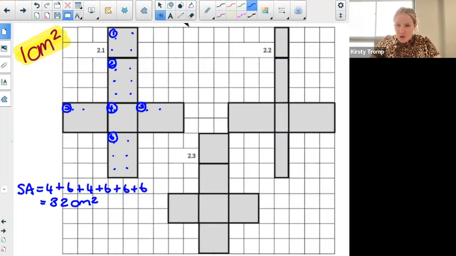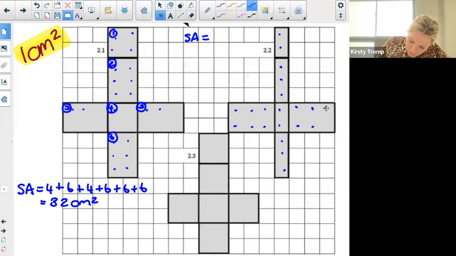Awesome. All right, guys. So that is how we calculate it. Okay. So in 2.2, let's go have a look at what we've got. So we've got surface area equals 1, 2, 3, 4, 5, 6, 7, 8, 9, 10, 11, 12, 13, 14, 15, 16, 17, 18, 19, 20, 21, 22. So we have 22 centimeters squared. Okay, so we needed to go calculate all the blocks. There were 6 rectangles altogether. We calculated all the blocks and we put down the answer.